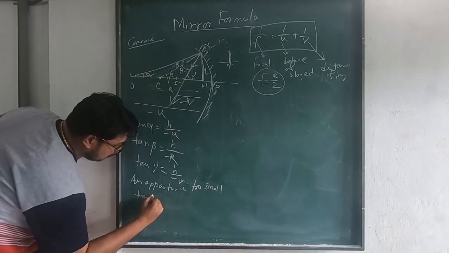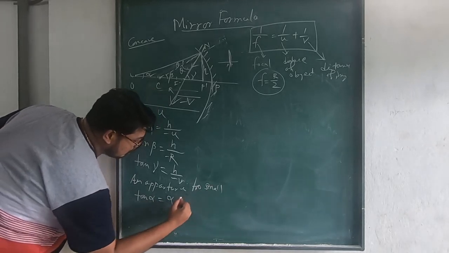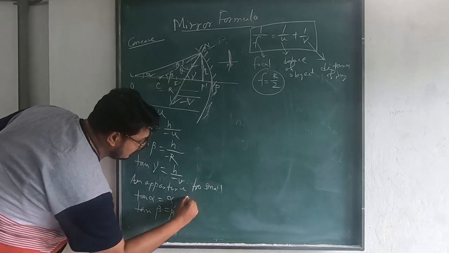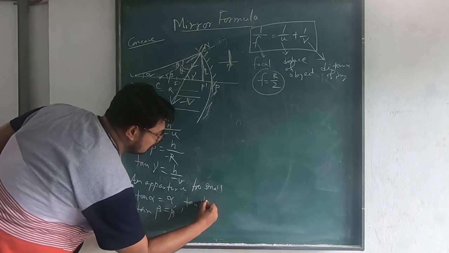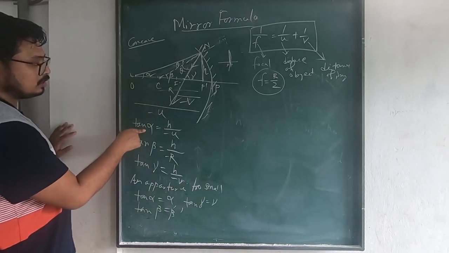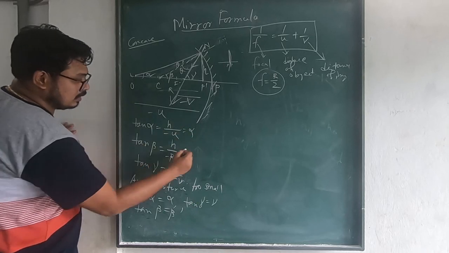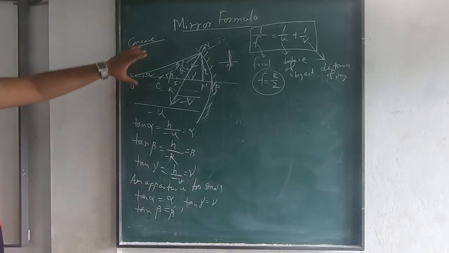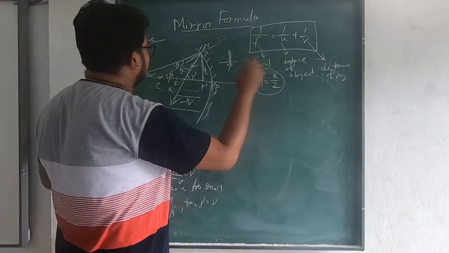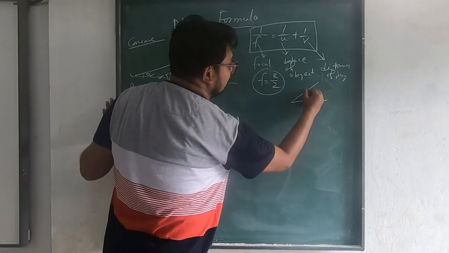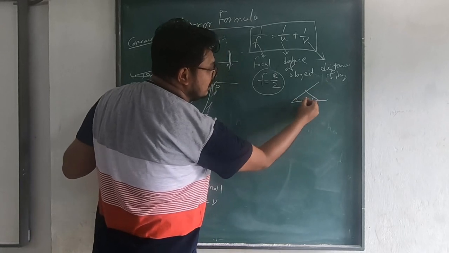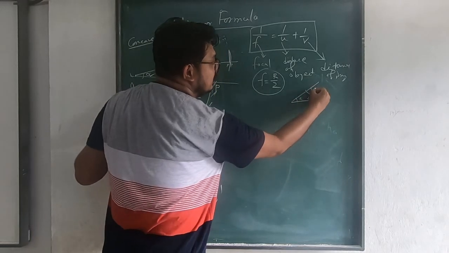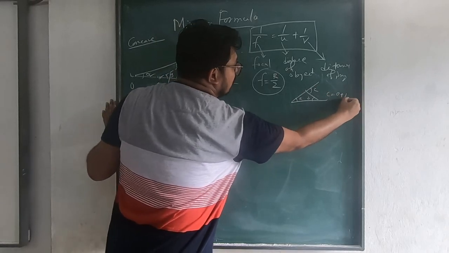We can write tan alpha equal to alpha, tan beta equal to beta, and tan gamma also we can put as gamma. That means this one we can write as alpha, this one as beta, and this value as gamma. Now in a triangle, as we learned in earlier classes, the sum of the inside angles is equal to the outer angle. If it is A, B, C, you can write C equal to A plus B.